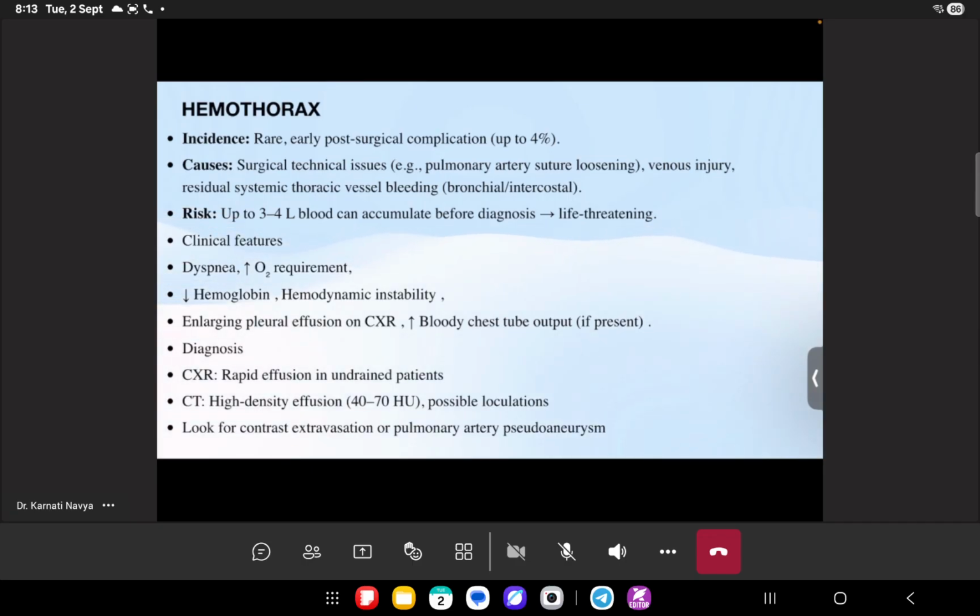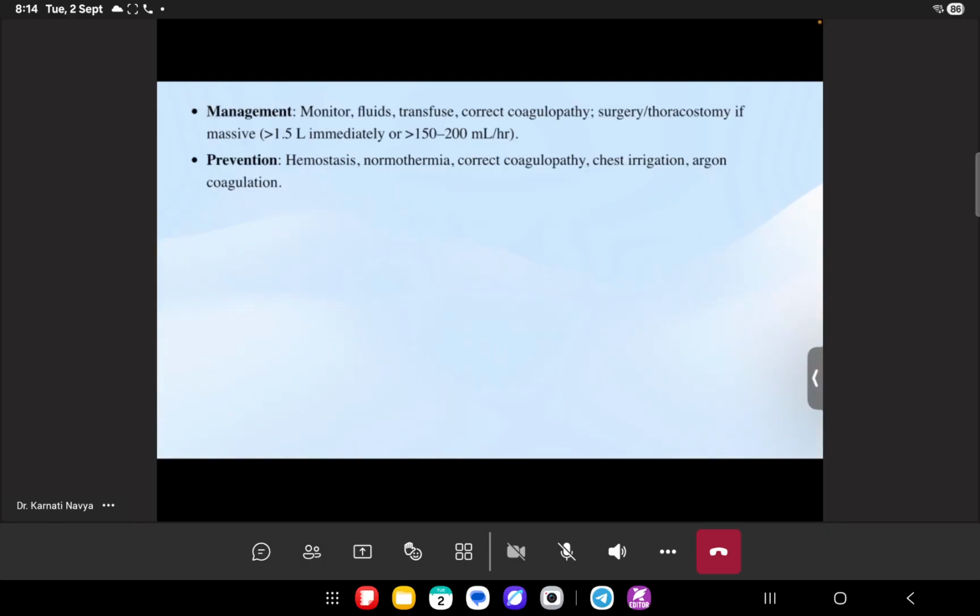Clinical features: patients present with dyspnea, increased oxygen requirement, decreased hemoglobin or hematocrit, and hemodynamic instability. There is an enlarging pleural effusion on the chest X-ray and increased bloody chest tube (ICD) output if present. Diagnosis is by chest X-ray, showing rapid effusion in untrained patients. CT shows high density effusion, which is 40 to 70 Hounsfield units, possibly with loculations. Look for contrast extravasation or pulmonary artery pseudoaneurysm.